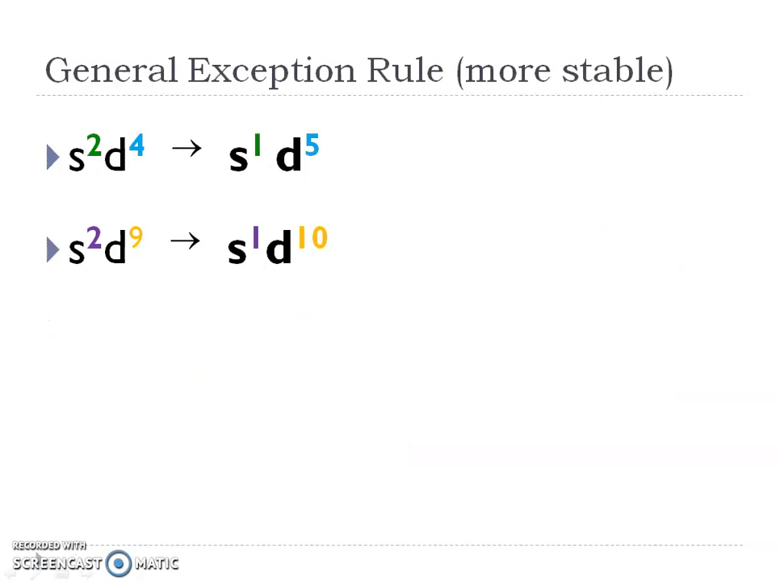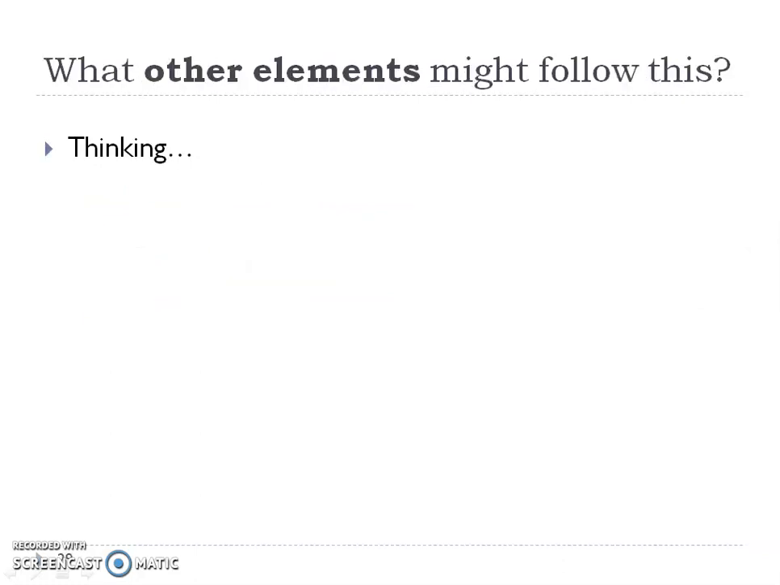So here's our general rule. These are the exceptions to the rule. Anything that ends in s2d4 is really going to be an s1d5, and the same thing with our s2d9 is going to give us s1d10. It's going to be more stable.